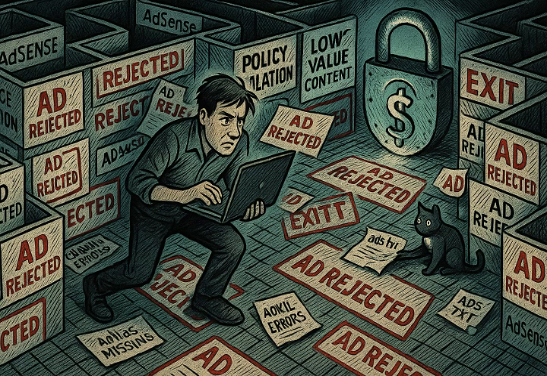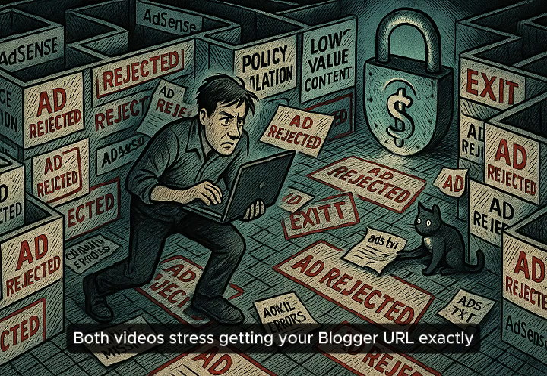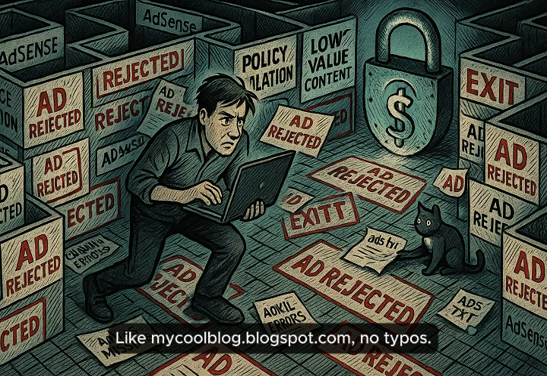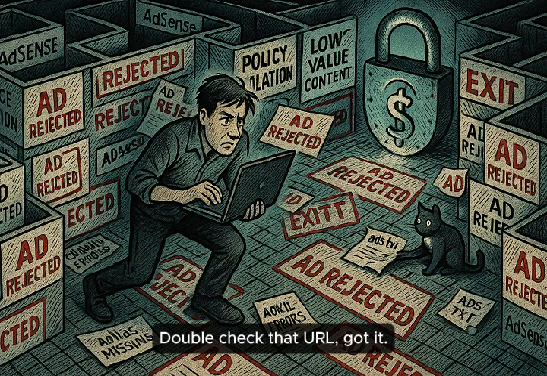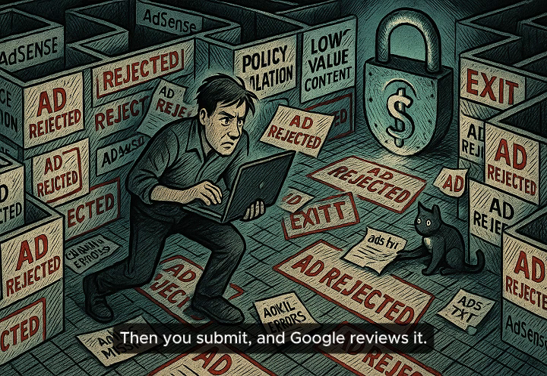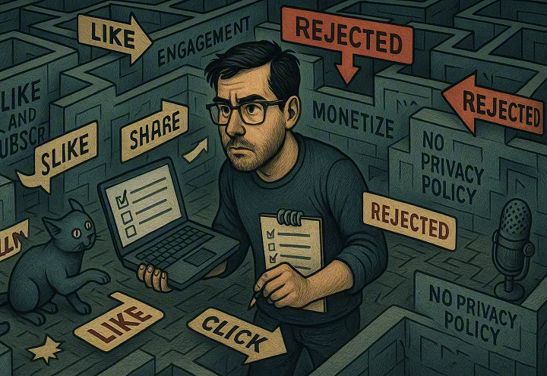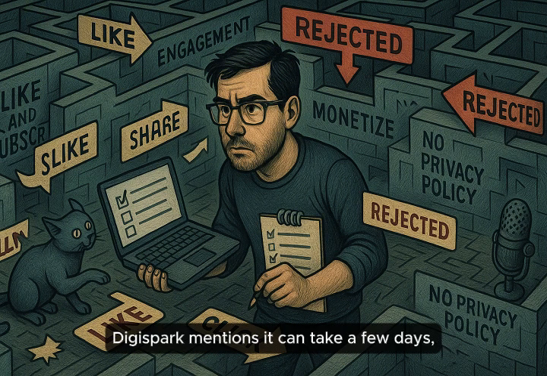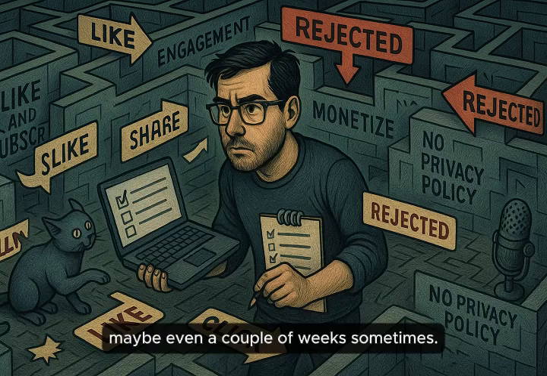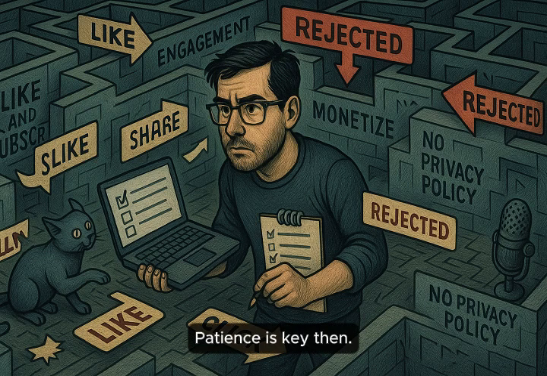Crucial step. Both videos stress getting your Blogger URL exactly right. Like mycoolblog.blogspot.com, no typos. Double check that URL. Got it. Then you submit, and Google reviews it. DigiSpark mentions it can take a few days, maybe even a couple of weeks sometimes. Patience is key then. Definitely.